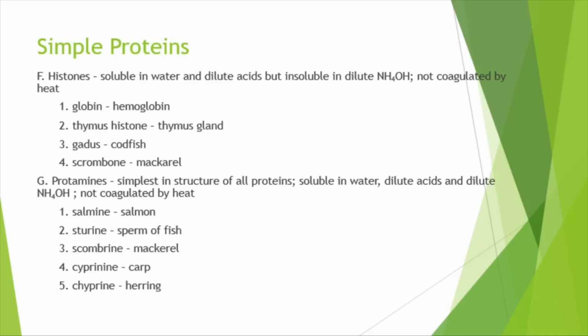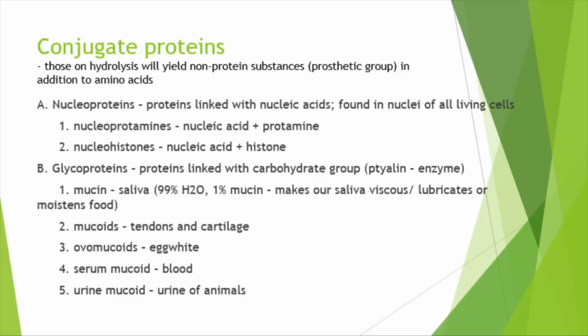And we also have your protamines. This is the simplest in structure of all proteins. They are soluble in water, in dilute acids, and dilute ammonium hydroxide, and they are not coagulated by heat. Examples of this are salmine from salmon, sturine from sperm of fish, scombrine from mackerel, cyprinine from carp, and clupeine from herring. As you can see, these are all from fishes. So those are your simple proteins.